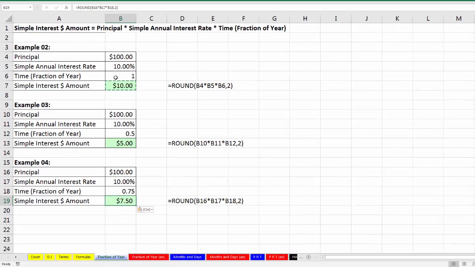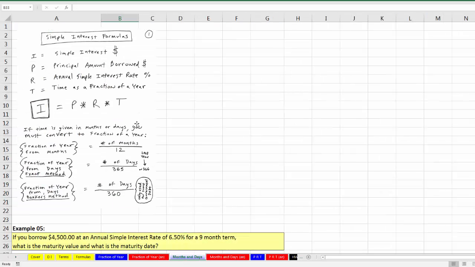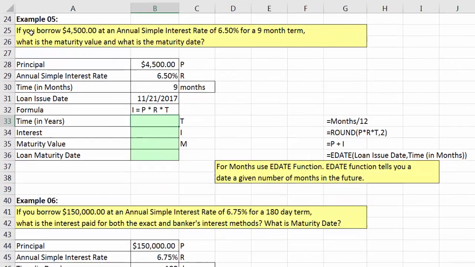Now, normally we don't get it as a fraction of a year. We get it in days or months. So let's go over to the sheet, months and days. Here's the formula we're going to use, including the correct calculation to get fraction of a year, which is our T. All right, let's scroll down. Example 5. If you borrow $4,500 at an annual simple interest rate of 6.5% for a 9-month term, what is the maturity value and what is the maturity date?